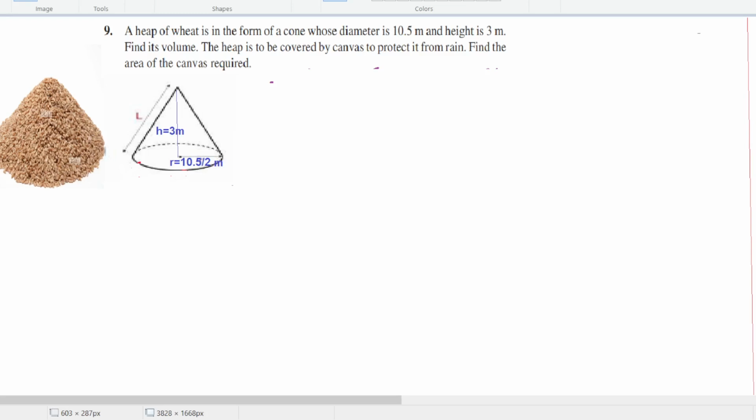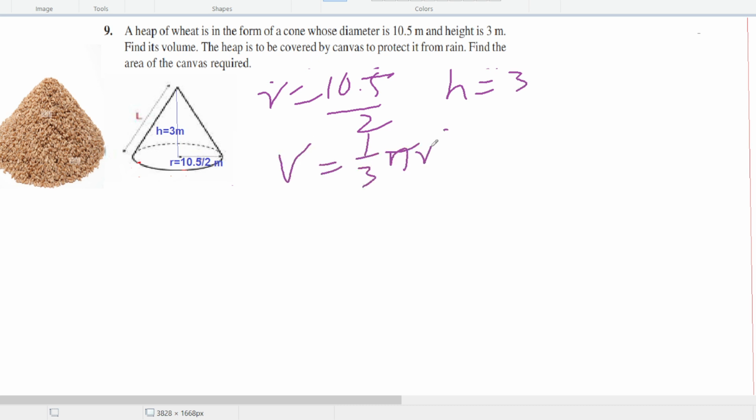Here in this video, we are going to discuss the last question of Exercise 13.7 in the Surface Area and Volume chapter. A heap of wheat is in the form of a cone whose diameter is 10.5 m and height is 3 meters. If the diameter is 10.5, R will be equal to 10.5 by 2 meters and H is equal to 3. So we can directly use the volume formula, right? 1 by 3 pi R square H.